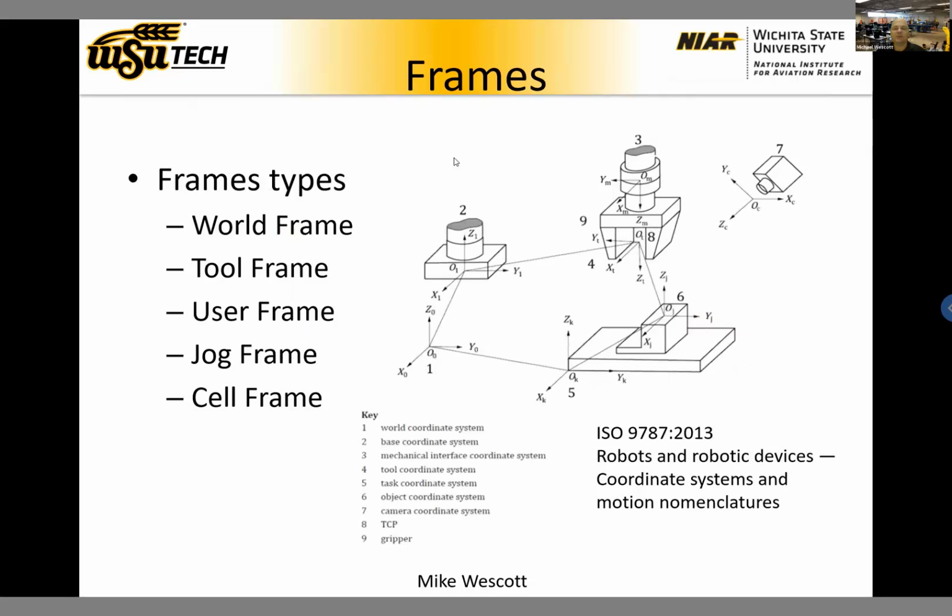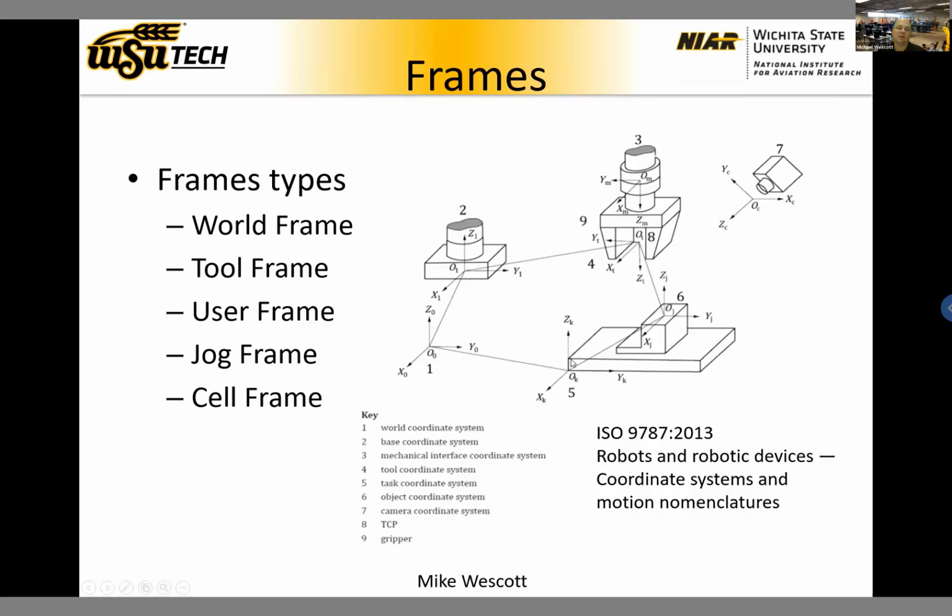There are many different types of frames in robot language. There's a common standard, ISO 9787, called robotics and robotic devices, which gives a description of all the frames. The standard world frame is out in space. It's a common location. The base frame is at the bottom of the robot. The tool frame, or mechanical interface coordinate system, is actually at the flange of the robot, the tool flange. And the tool frame is where the work is being done by the robot. In this case, it's between the fingers of a gripper.